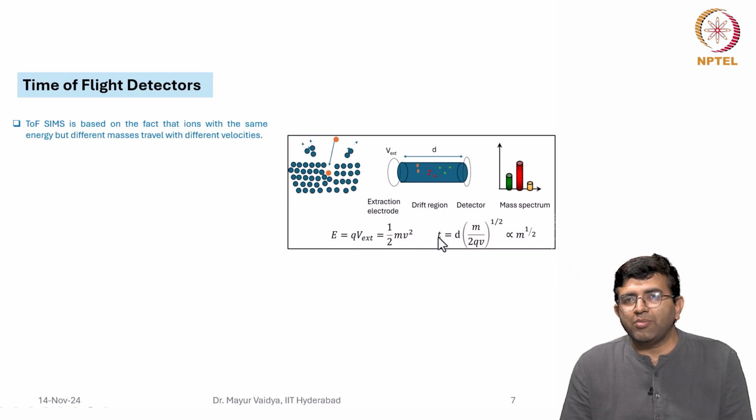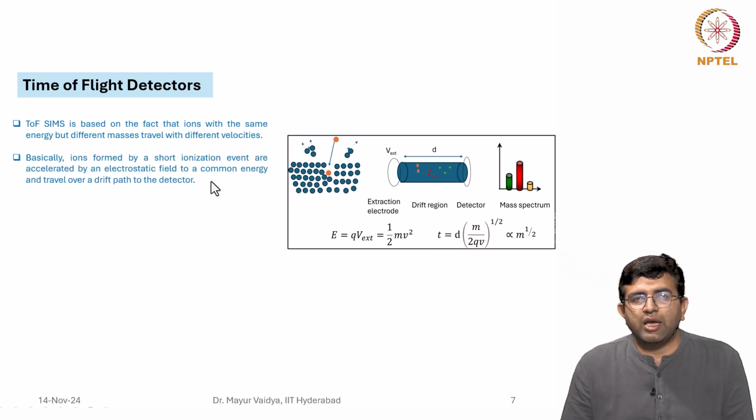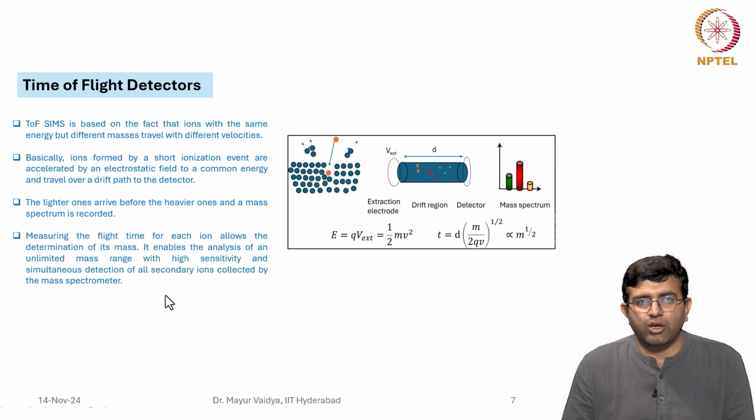Therefore, the time that is taken for the ions to reach the detector will depend upon the mass. Higher the mass, more is the time that is required. Higher the mass, lower is the velocity, and therefore, more is the time that is required to reach the detector. These ions are accelerated by the electrostatic field to a common energy, and they follow a drift path to the detector, and the lighter ones arrive before the heavier ones, and the mass spectrum is recorded.